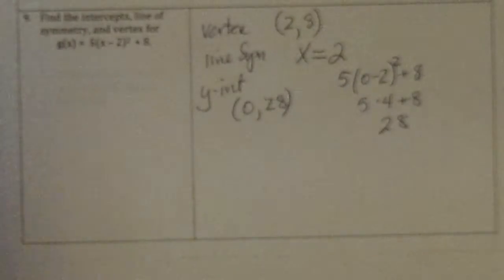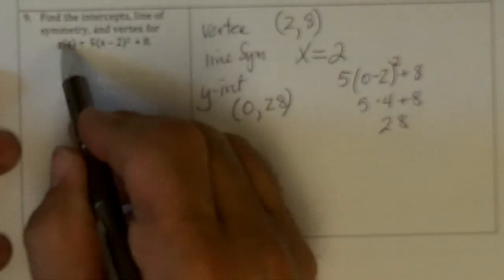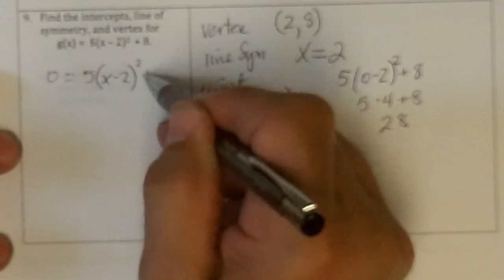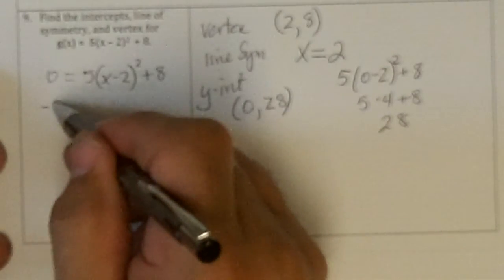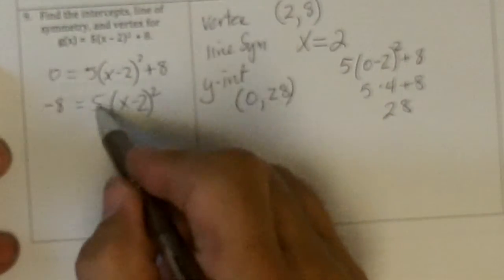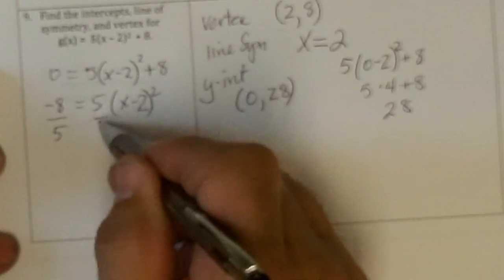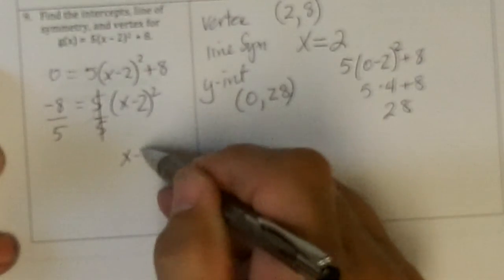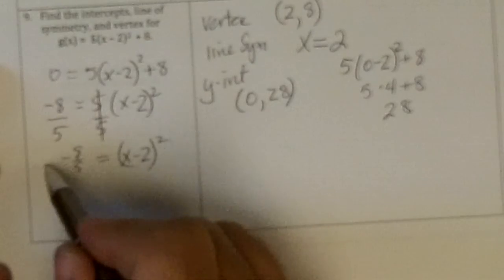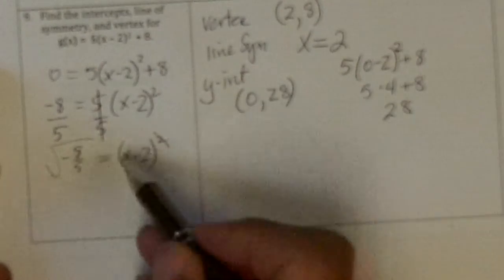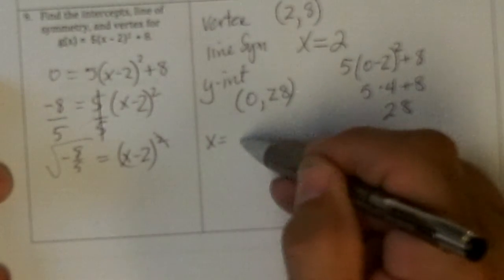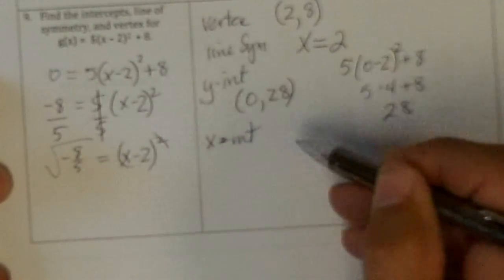And then the x-intercepts, I put 0 in for the y. I'll subtract 8. Divide by 5. And then when I try to take the square root, I'm going to have the square root of a negative, which is imaginary. So for this one, there are no x-intercepts, there is none.